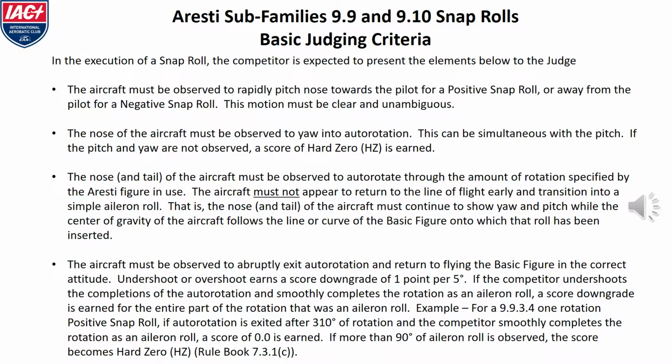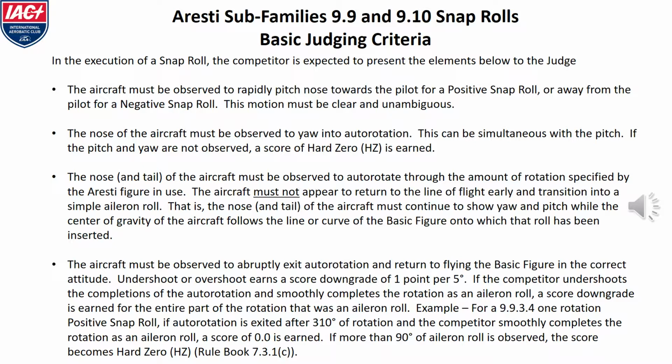First, the aircraft must be observed to rapidly pitch nose towards the pilot for a positive snap roll or away from the pilot for a negative snap roll. This motion must be clear and unambiguous. The nose of the aircraft must be observed to yaw into auto rotation. This can be simultaneous with the pitch. If the pitch and the yaw are not observed, the score is an HZ.